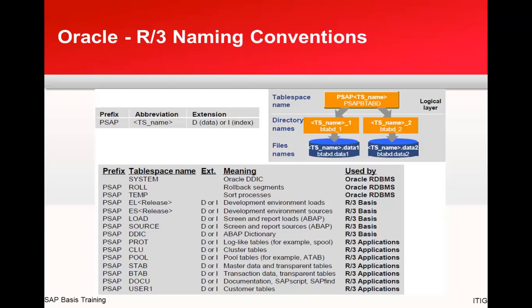Okay, so these are pretty important because you should know some key things. Basically one is the temp table space, then the roll table space, and you have other table spaces depending on the requirement. Okay, so let's go to the next slide.